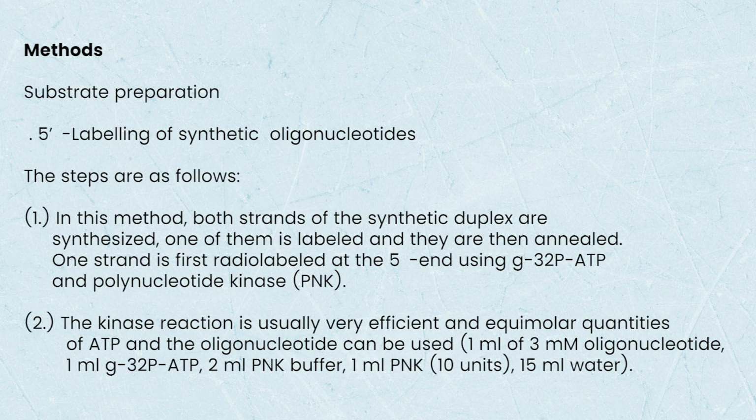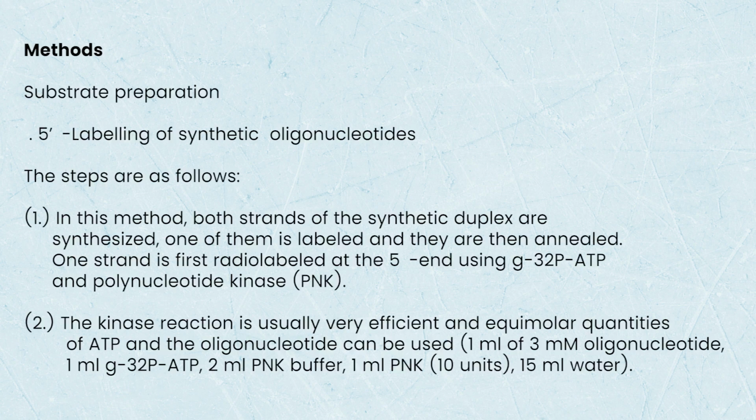Now, in substrate preparation, 5 prime labeling of synthetic oligonucleotides, there are different steps. In the first step, both strands of the synthetic duplex are synthesized. One of them is labeled and they are then annealed. One strand is first radiolabeled at the 5 prime end using gamma-32P ATP and polynucleotide kinase, that is PNK.